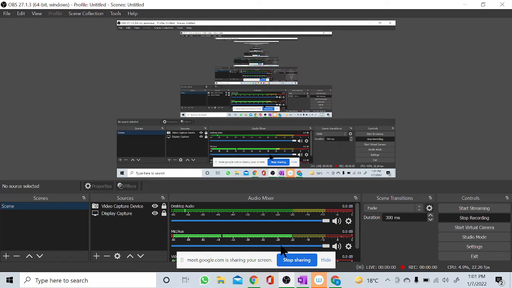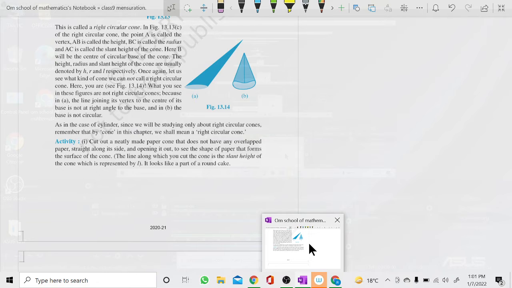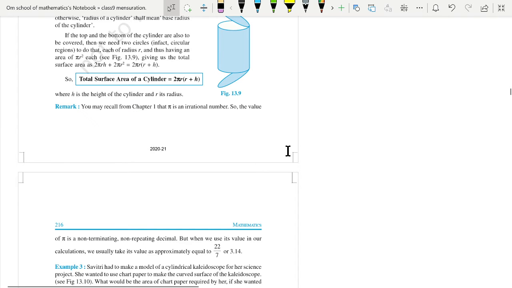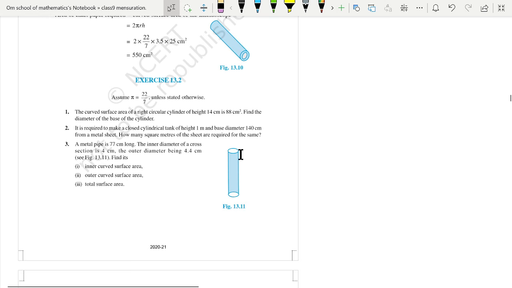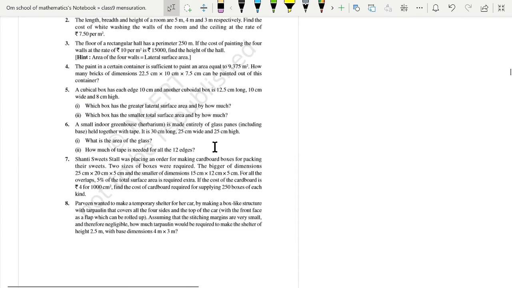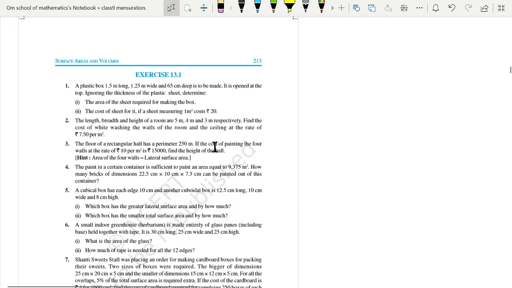Okay, please inform me if you have any question in exercise 13.1 or 13.2, because in the last two classes I have explained all the questions of 13.3. But I want you to say if there is any question I will explain better, or should I move to 13.3? It is up to you. Please answer me. What do you want?